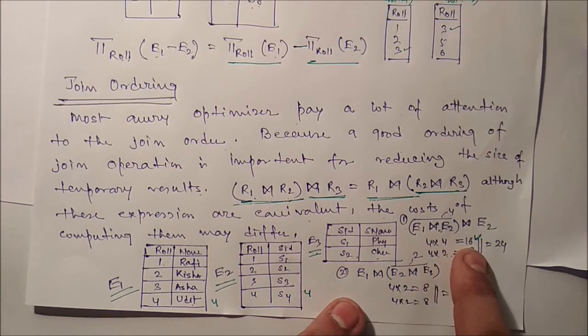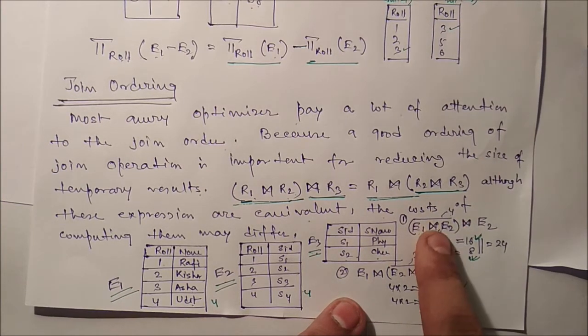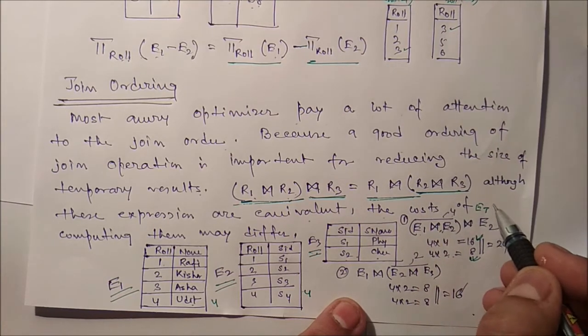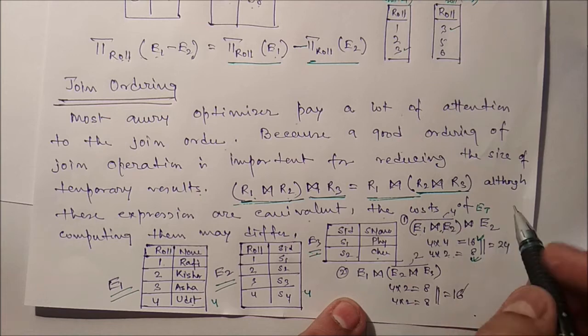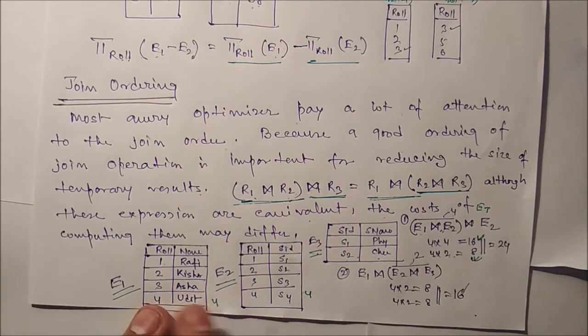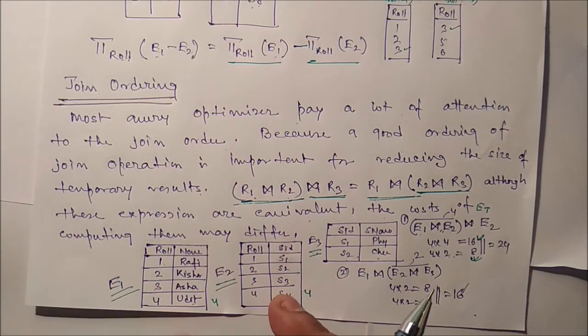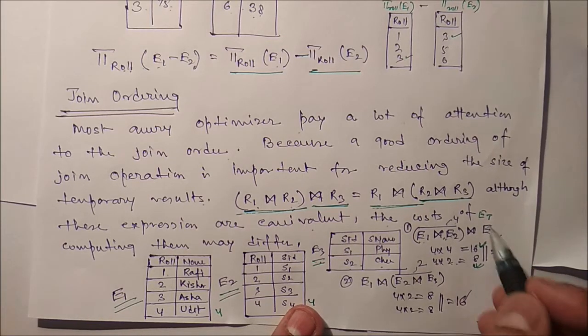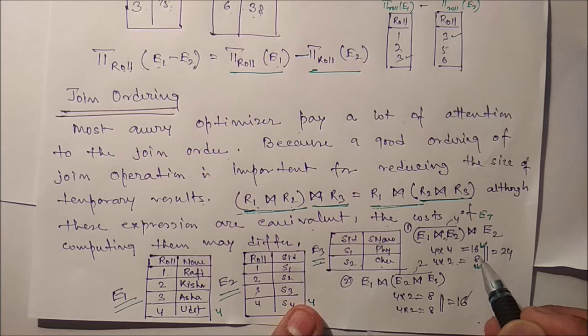4 into 4, 16. And the resultant table is what? Say ET, a temporary table ET. And the size of the table is what? It should be 4 rows. If you apply this one, 4 rows should be there in this case. And if you apply the join operation between E2, so 4 into 2, the Cartesian product table size is 8. So the total size will be 28.